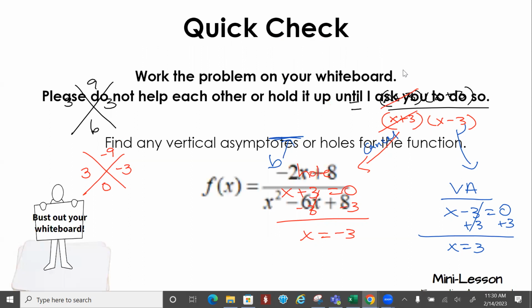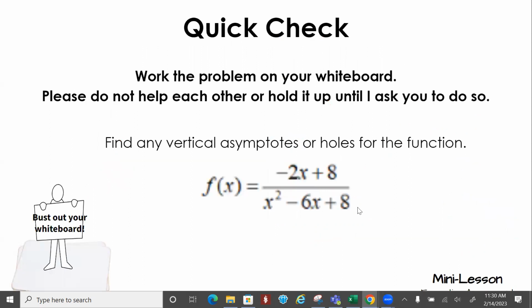All right, go ahead and take a moment. I want you to try this one. On the top, this is a little different from how we factored previously. What is the greatest common factor from negative 2x plus 8? Negative 2. And so when we divide this, this is going to give me x minus 4. So I've done the top for you. Can you do the bottom?